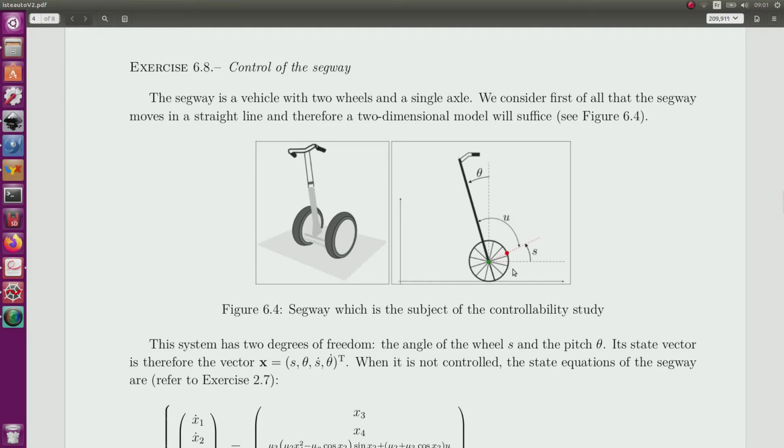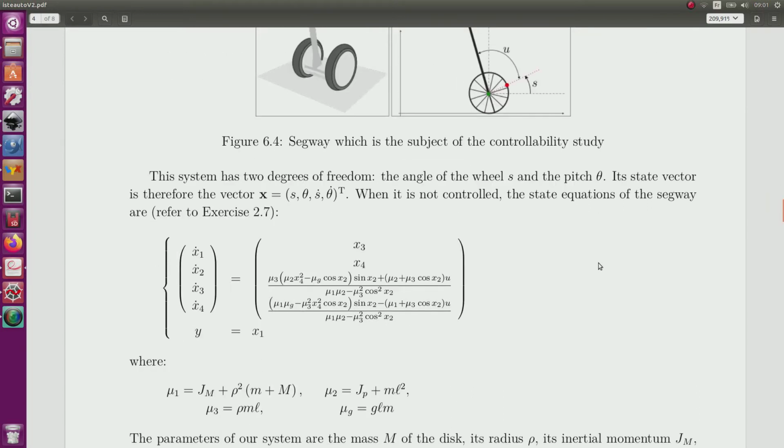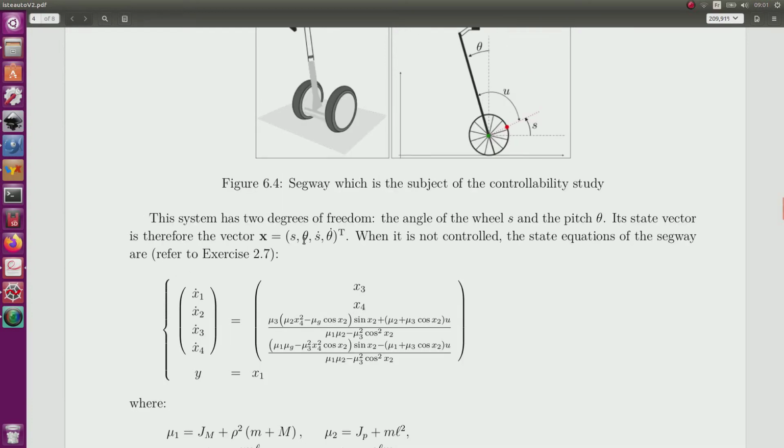We need to find a model, which is recalled here, and x1, x2, x3 correspond to the state, and this system is totally nonlinear. So x1 corresponds to s, the angle of the wheel, and x2 corresponds to the pitch, so theta. Now we assume that the only measurement we have corresponds to x1, I mean to the angle s. So there is a direct correspondence between s, this angle, and the position of the segway on the planar line.